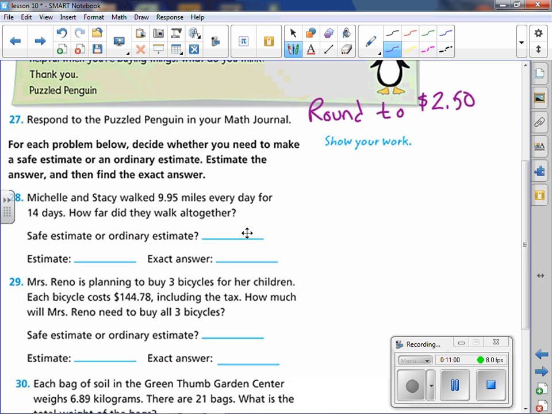So let's talk about a few of these and how we would decide whether we use safe estimation or ordinary estimation. Michelle and Stacy walked 9 9/95 of a mile every day for 14 days. How far did they walk? I would go ahead and just use an ordinary estimate. I would do 10 times 14, right? 10 times 14 is about 140 miles.